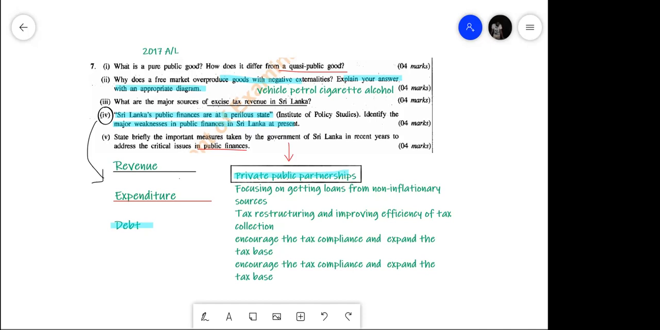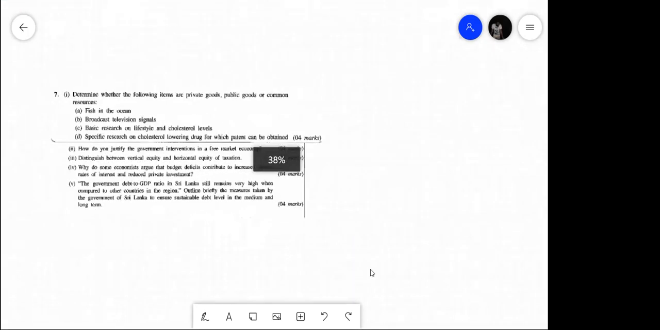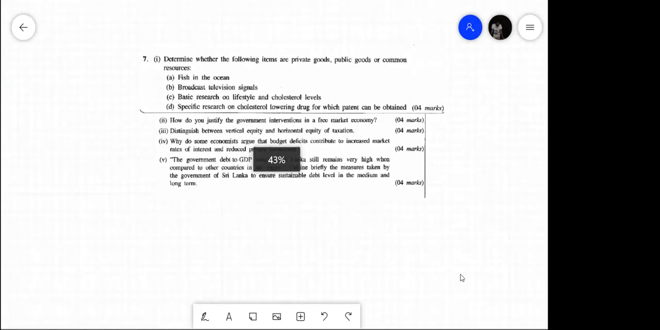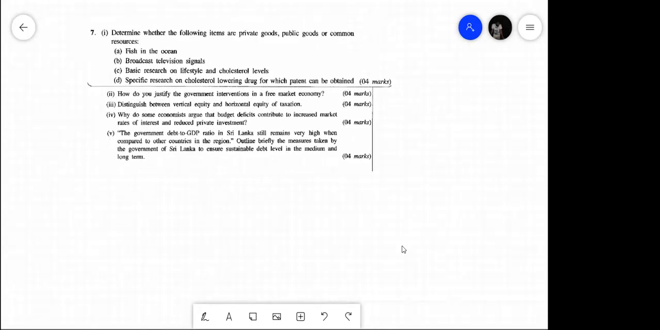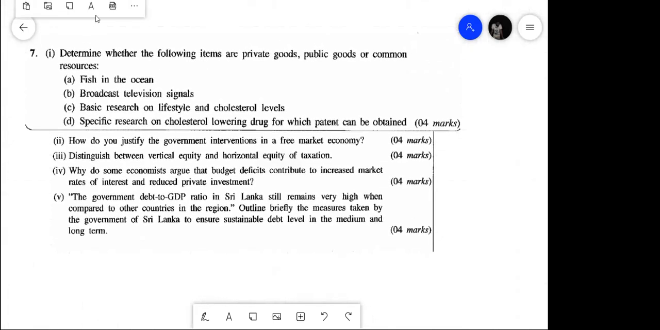Okay, right, give me a second. Hold on. Okay, malpractice. Yeah, you can say something like that. Okay, so this is the 2018 paper. Now we'll see. 2018 A level. Okay, not very easy again, right?